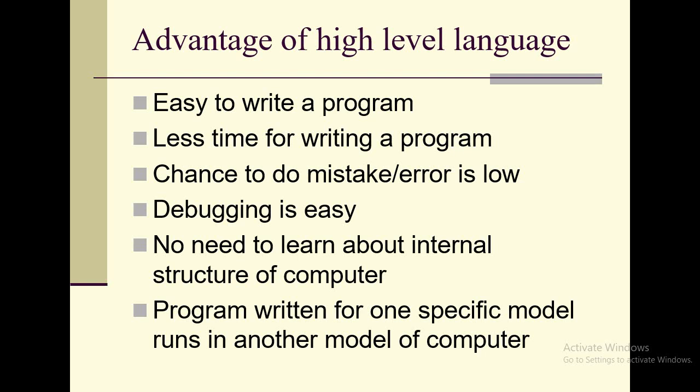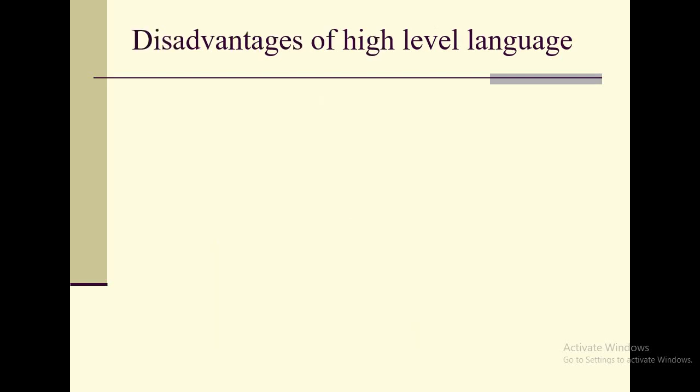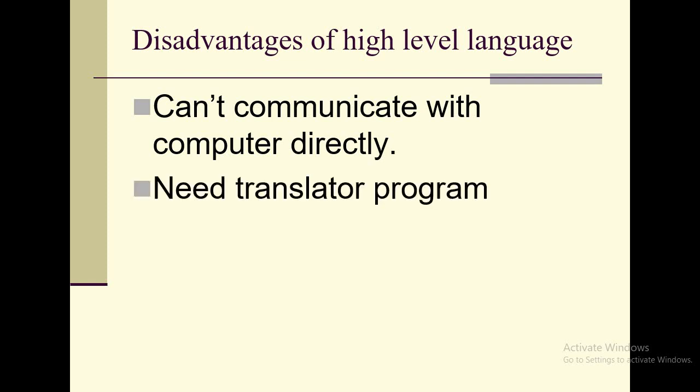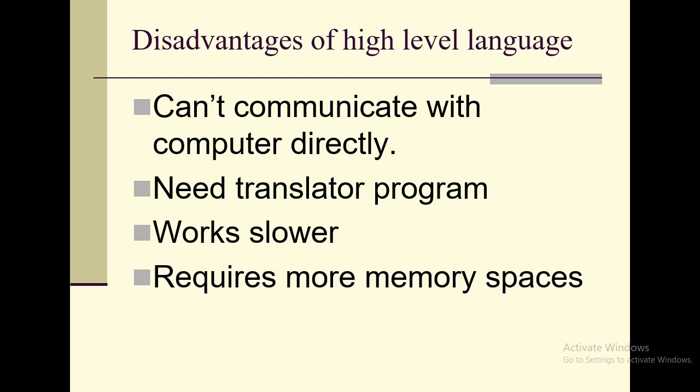A program written in any computer can run in another computer because it doesn't depend on the structure of the computer. Here we see some disadvantages. It cannot communicate with the computer directly, because it needs to be translated. So you need a translator program. So it becomes slower because you need to translate it first. It needs more memory than the third generation or second generation.